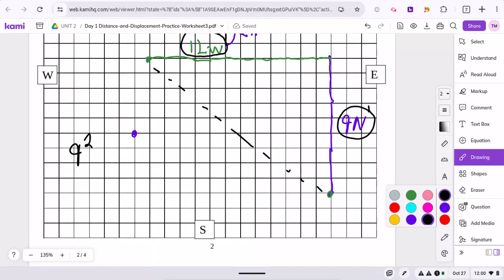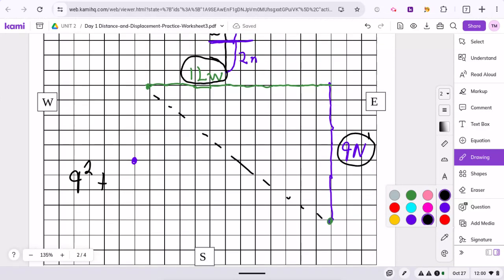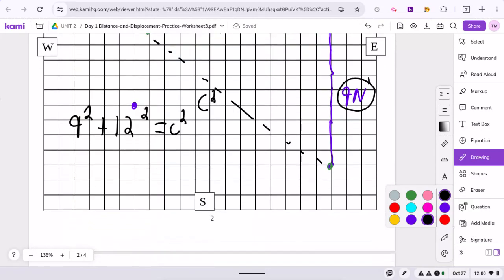So you would do 9 squared plus 12 squared equals this side squared, which is technically c squared. So 9 squared is 81. 12 squared is 144. And then you add those two together. So if you did 81 plus 144, you'd get 225.